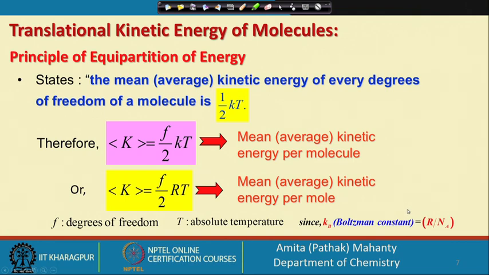So, if the number of degrees of freedom is F, then the translational energy of the molecule will be the number of degrees of freedom times half kT. The mean kinetic energy per molecule is given by this, and the mean kinetic energy per mole is given by the same degree of freedom multiplied by R. But what do we really understand by the equipartition of energy is what I am going to discuss today.